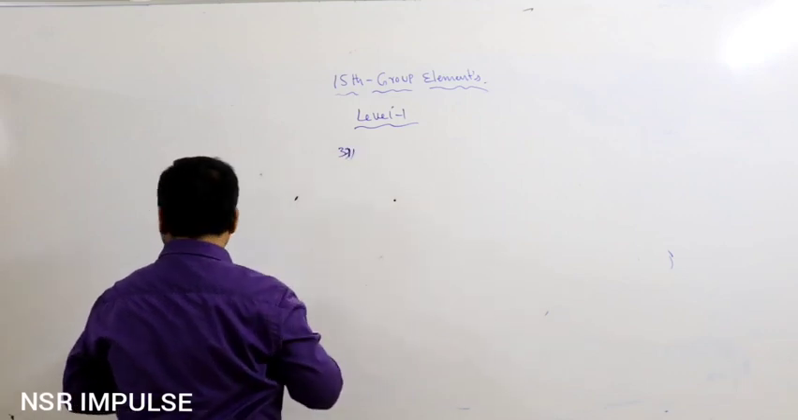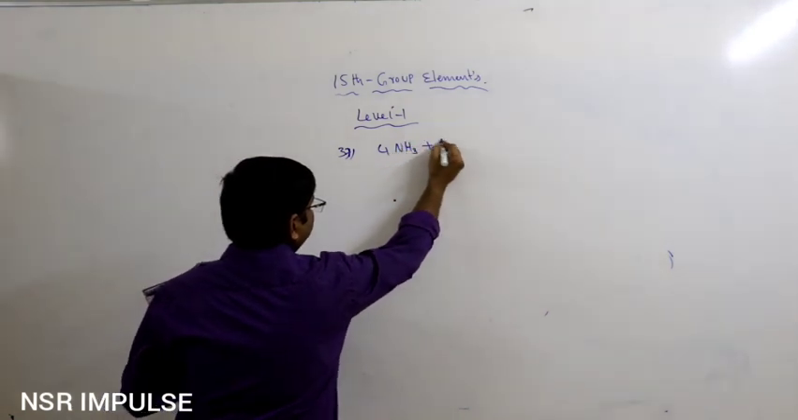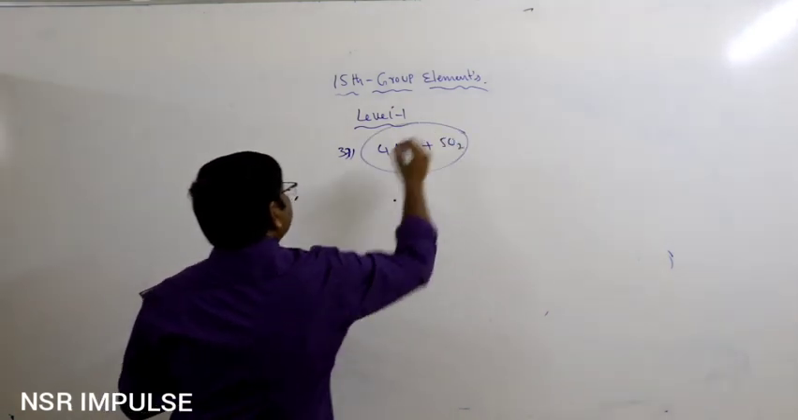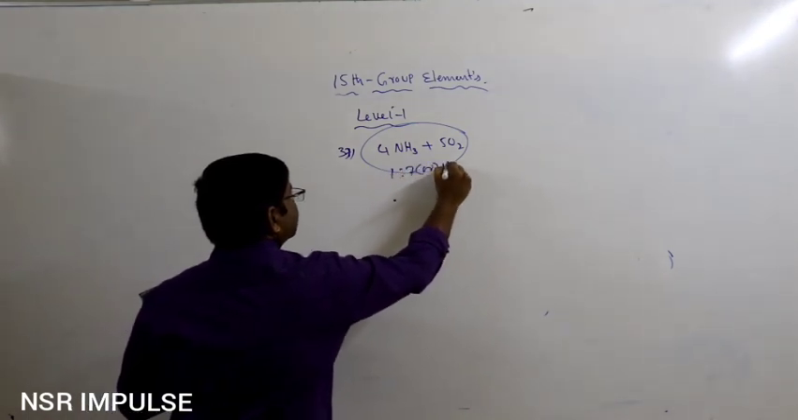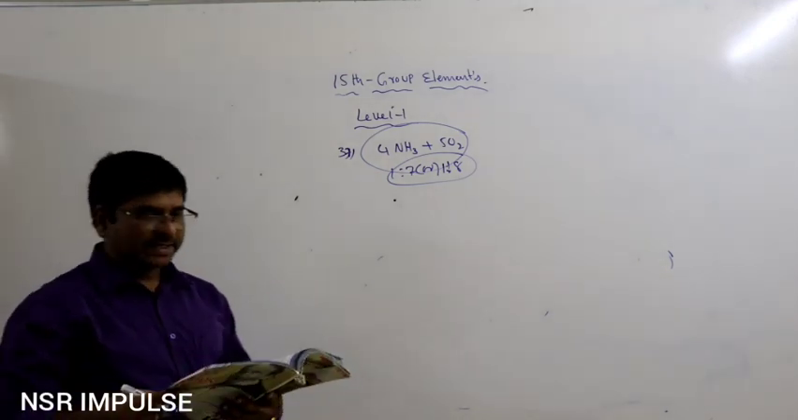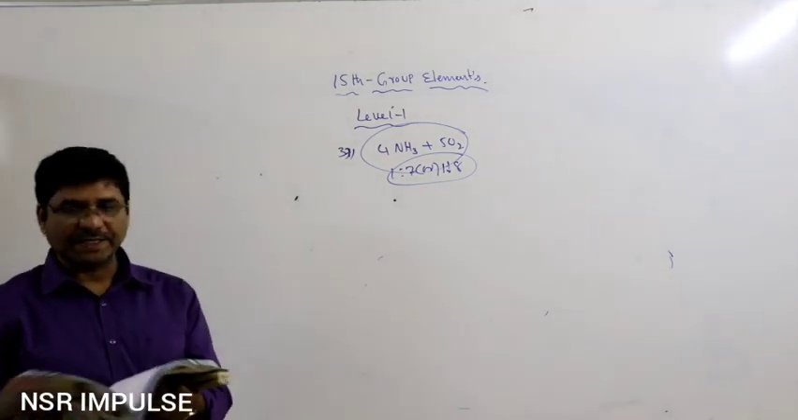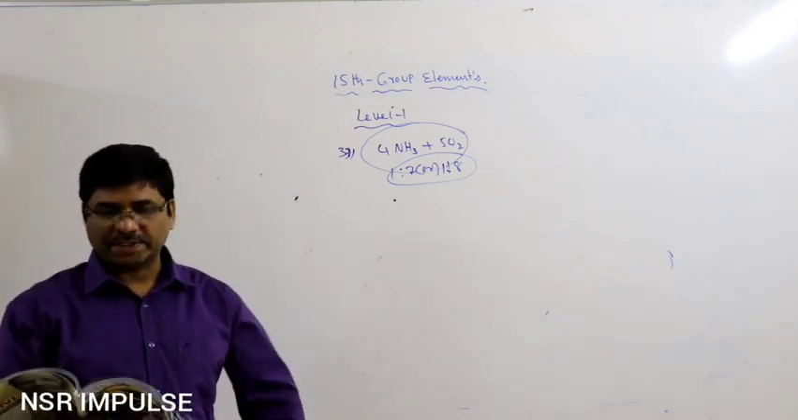Question number 37. 4 moles of ammonia, 5 moles of oxygen are used. That is the ratio. It is used in the manufacture of nitric acid by Ostwald's process. So question number 37 is the second option.